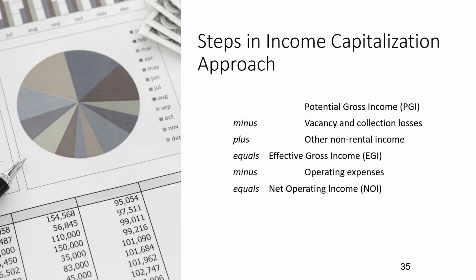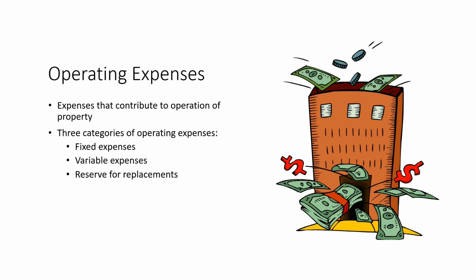Steps in the income capitalization approach. You take your potential gross income minus vacancy and collection losses plus other non-rental income, and that's going to equal your effective gross income. Then you subtract your operating expenses and you have your net operating income. Operating expenses are expenses that contribute to the operation of the property. There are three categories: fixed, variable, and reserves for replacements.